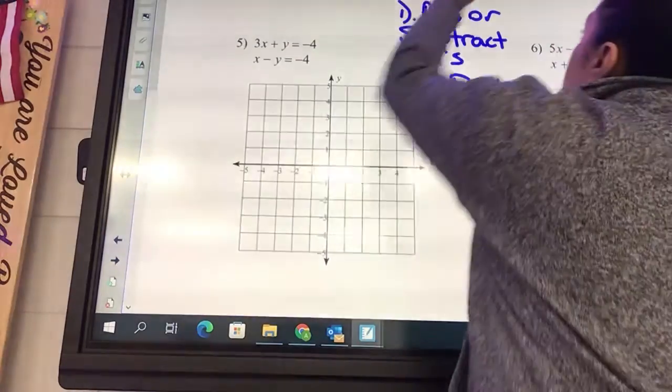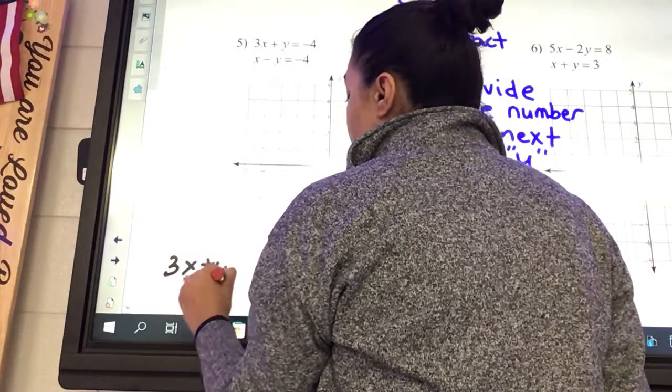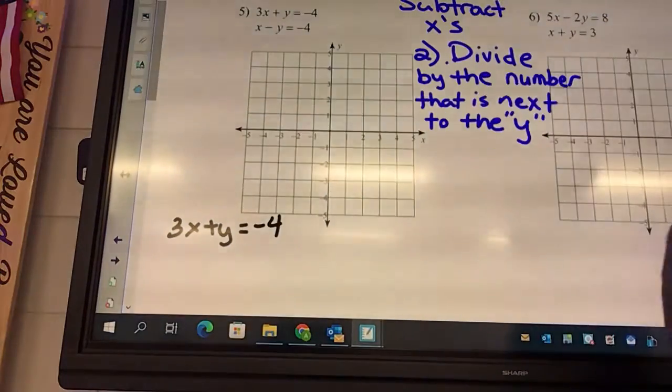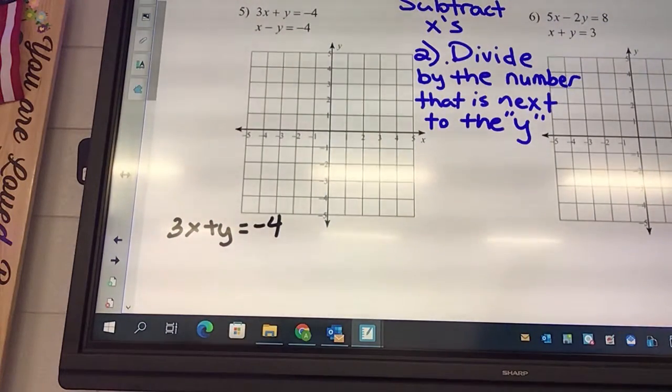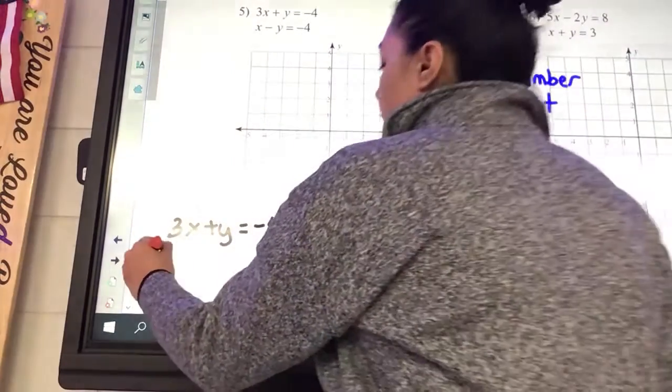Okay, so write your first equation down. We got 3x plus y equals -4. Okay, we need to add or subtract the x's. Which one? Do we add or subtract them? How do I move a positive 3x? Subtract. Yeah, so we're going to subtract it.